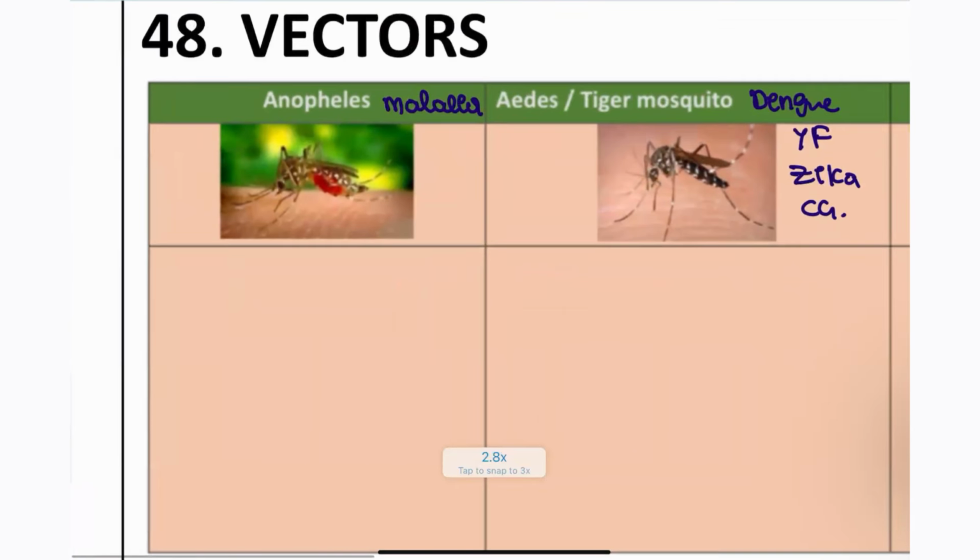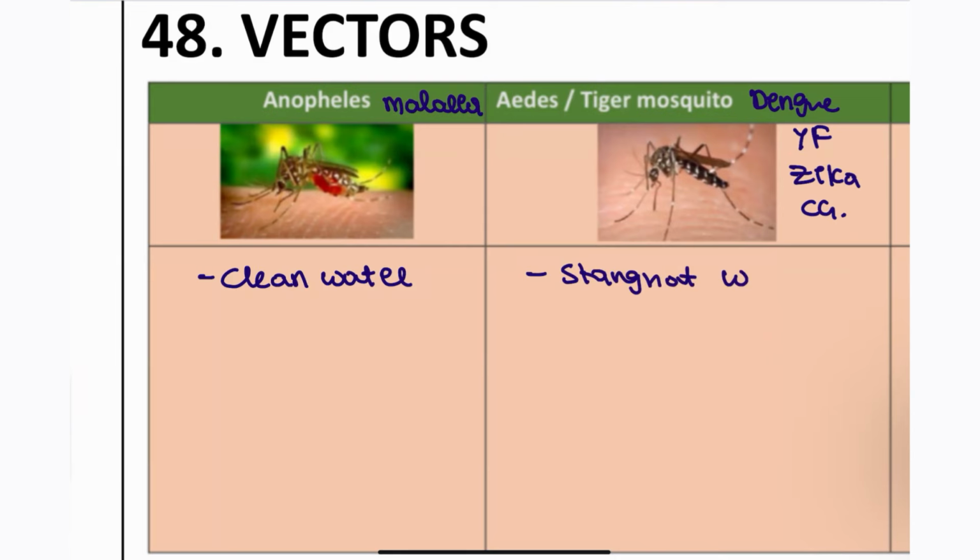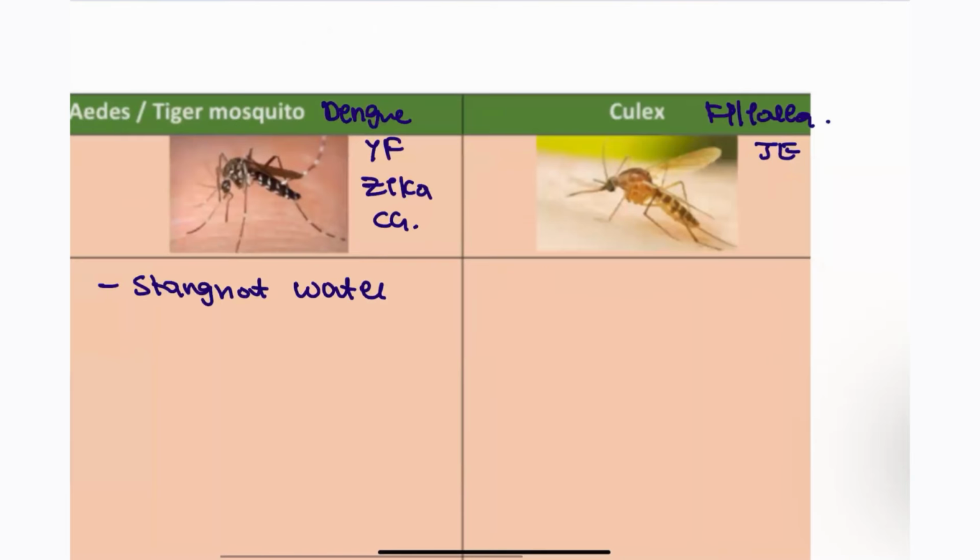Next, the Anopheles mosquito is actually going to stay in clean water. It is going to stay in clean, stagnant water. Culex stays in very dirty water.